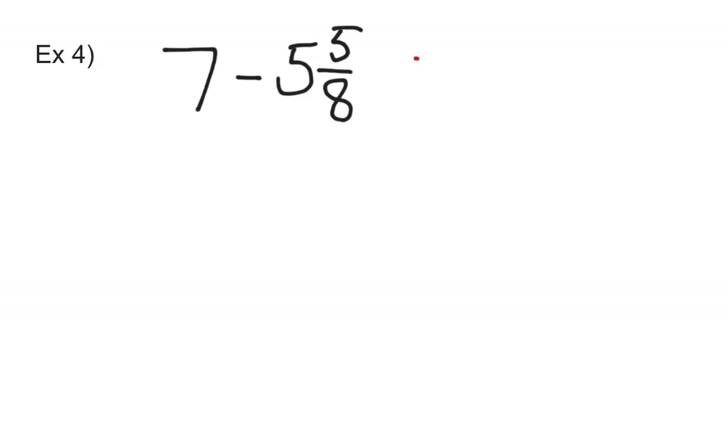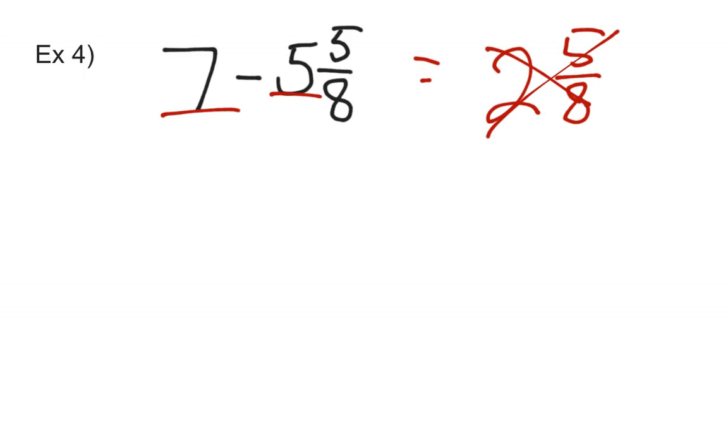I got one last problem for you, and we can do this together. Okay. The bad part is that a lot of people want to do this. 7 minus 5 is 2, and then they just bring the 5/8 along. That is going to be incorrect. We do not want to do that. Okay? So really what we end up having to do here is this. I'm going to rewrite this. 7 minus 5 and 5/8.